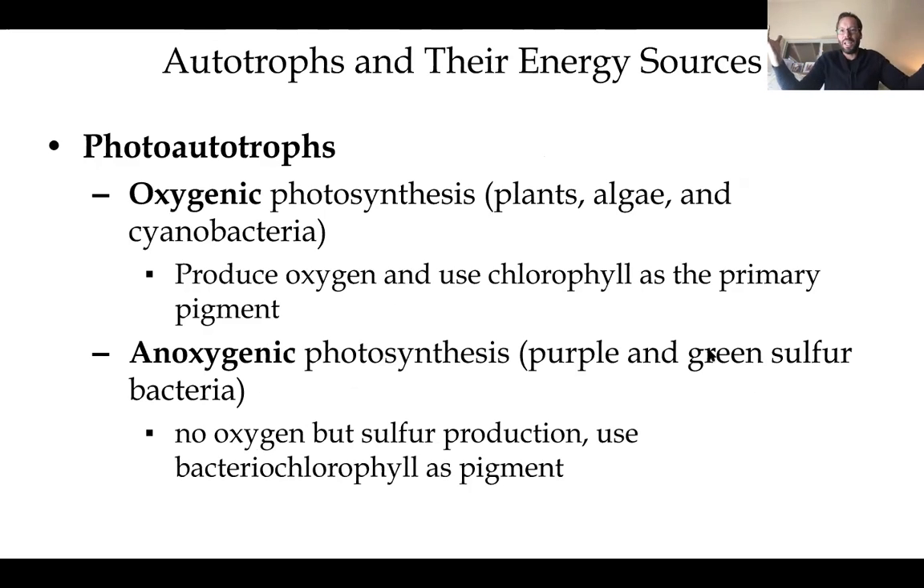And then you can start blending them together and say, okay, what is a photoautotroph? Well, a photoautotroph is going to use photosynthesis to get its carbon, right? So things like plants and algae and cyanobacteria, those are examples of photoautotrophs, and they're oxygenic. Why are they oxygenic?